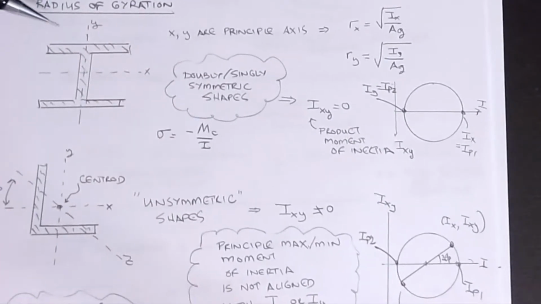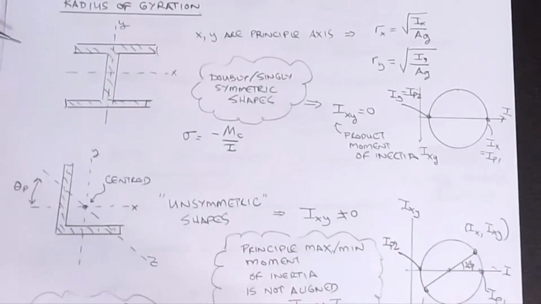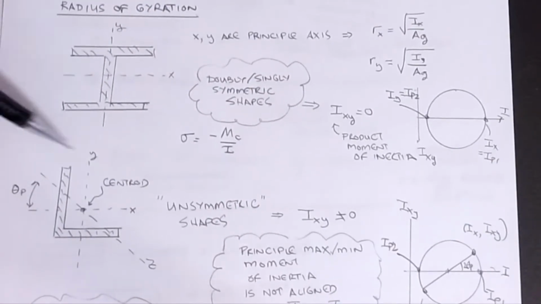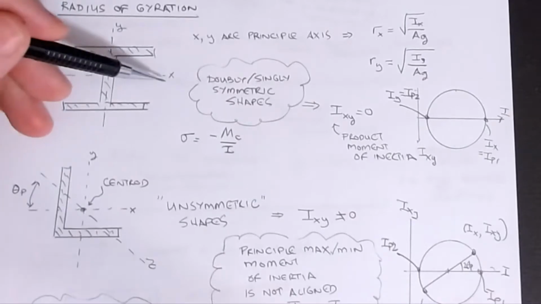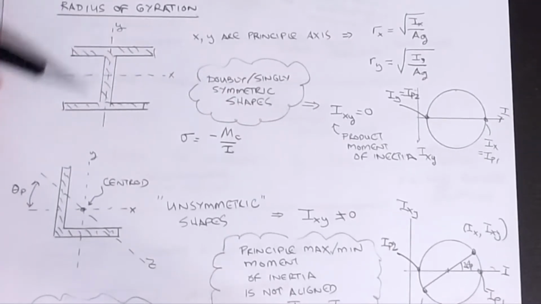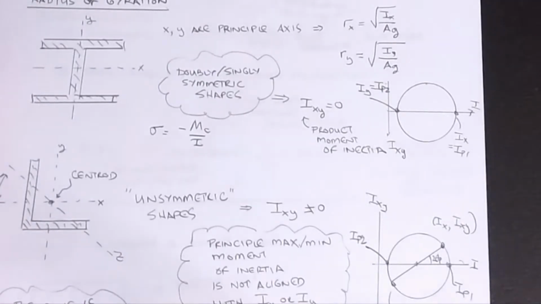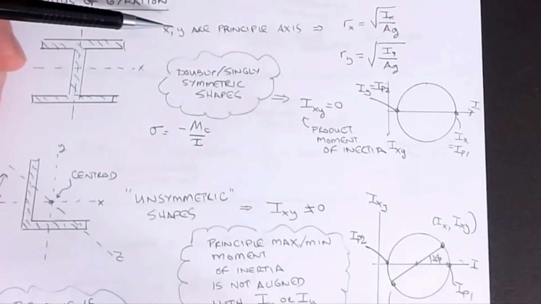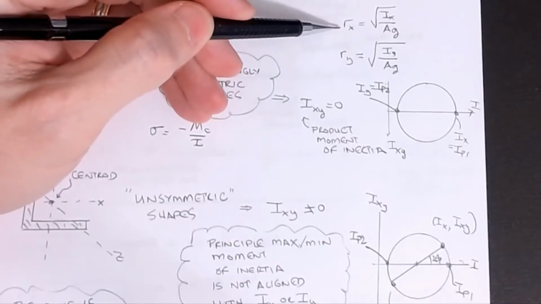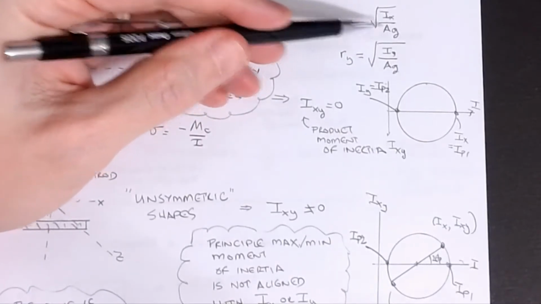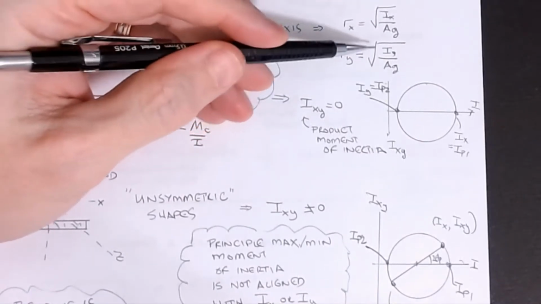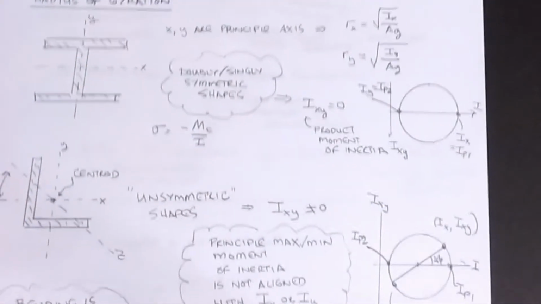So the radius of gyration, let's start with what we call a doubly symmetric member, such as an I-beam. It has two axes of symmetry: a horizontal axis X and a vertical axis Y. We can compute the principal radius of gyration as rx being the square root of Ix over Ag, or ry being the square root of Iy over Ag.